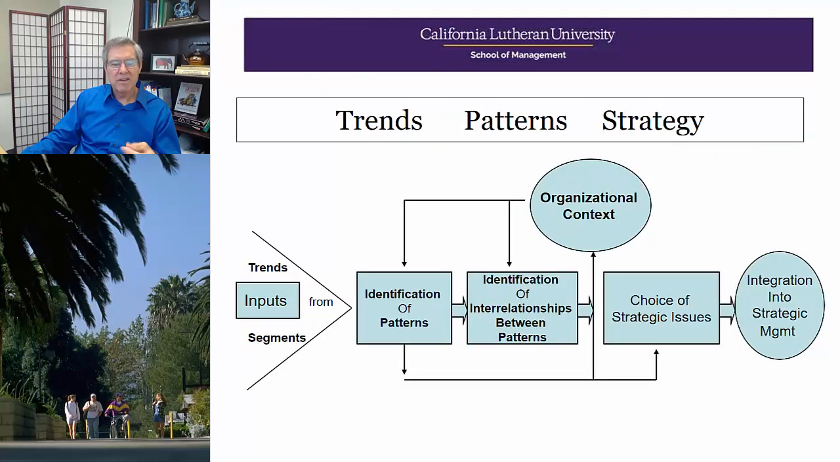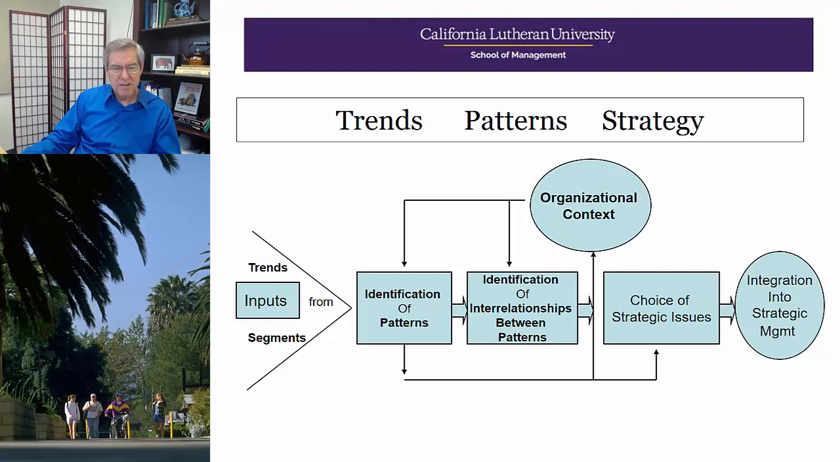So if we look at this model here in terms of trends, patterns, and strategy, on the left-hand side of the model, this is where we look out into the marketplace externally and see what are the trends from different segments, what are the inputs, what's going on out there in the marketplace. And then from there, we start connecting some of these trends and identify different patterns that are happening out there in the marketplace. And then once we have identified the different patterns, we can then see, are there any relationships between these patterns? And once we see these relationships in terms of hard and soft trends, we can develop an organizational context of how they affect our organization.